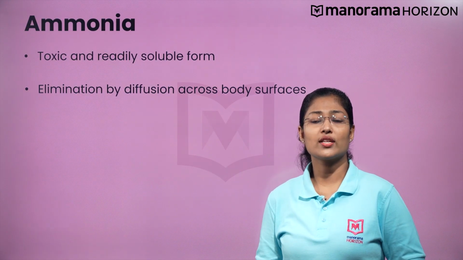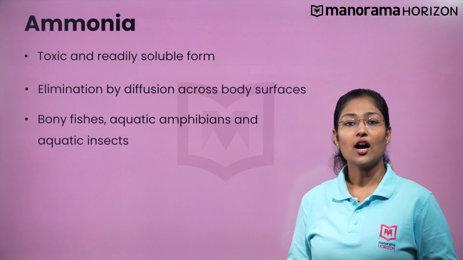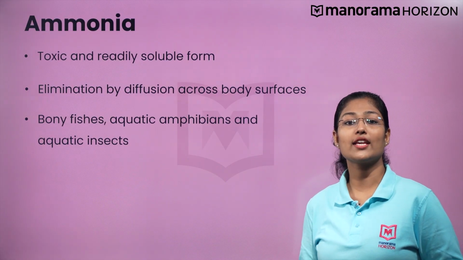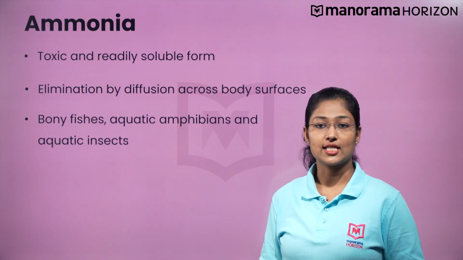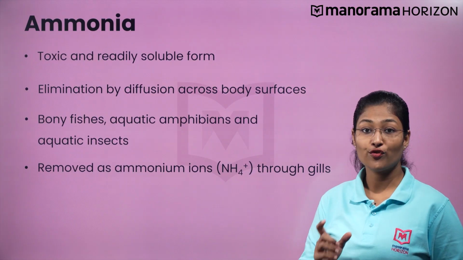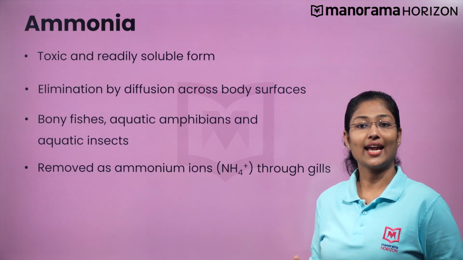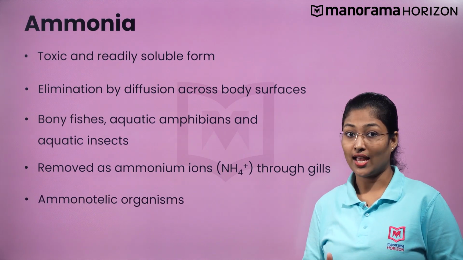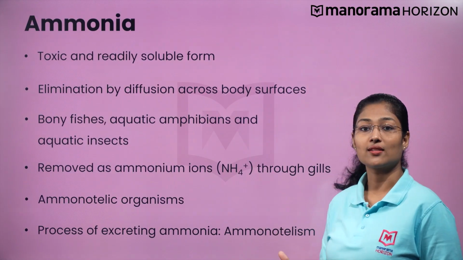Do you know the organisms excreting ammonia? Bony fishes, aquatic amphibians and aquatic insects are living organisms which excrete ammonia. Here, in these organisms, the ammonia is removed as ammonium ions, that is NH4 plus ions through the gills. The organisms that excrete ammonia are called ammonotelic organisms and the process of excreting ammonia is called ammonotelism.